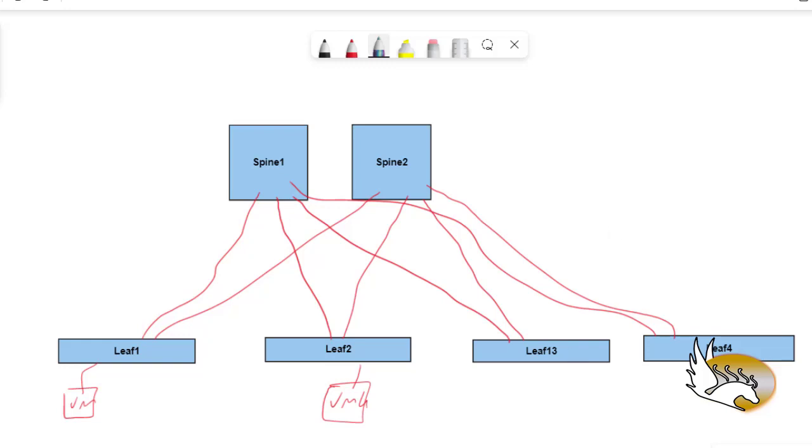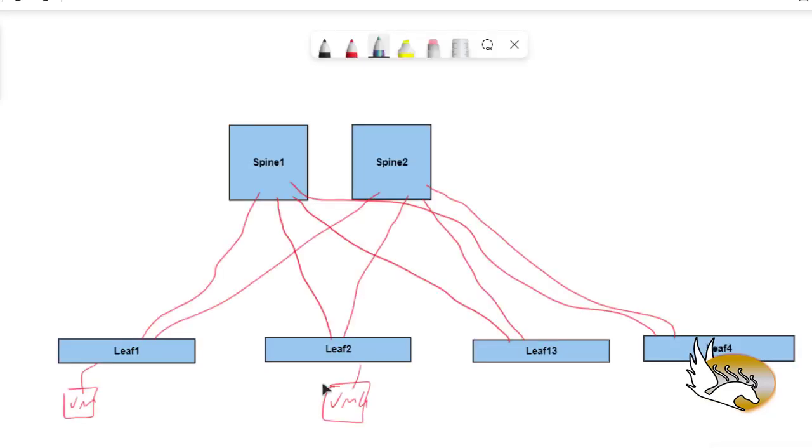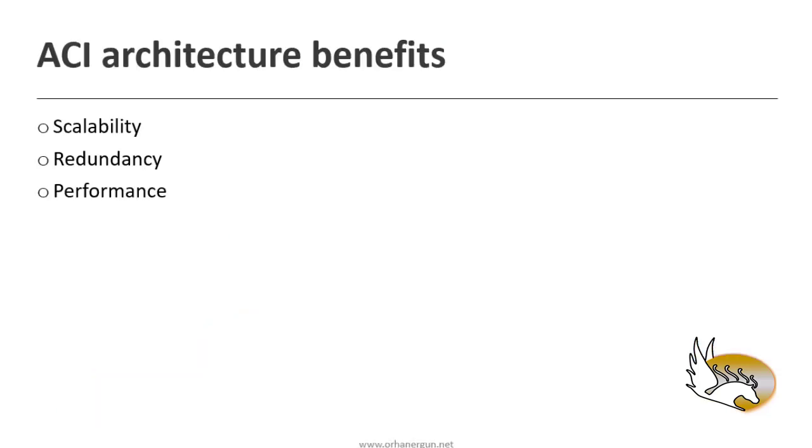So what we have here is 2 things. First of all, scalability. This means that I can add extra switches at any time, and I can have redundancy, which means that I can have multiple paths. If I increase the spines, the paths are going to be increased as well, which means that redundancy is going to be there for me.